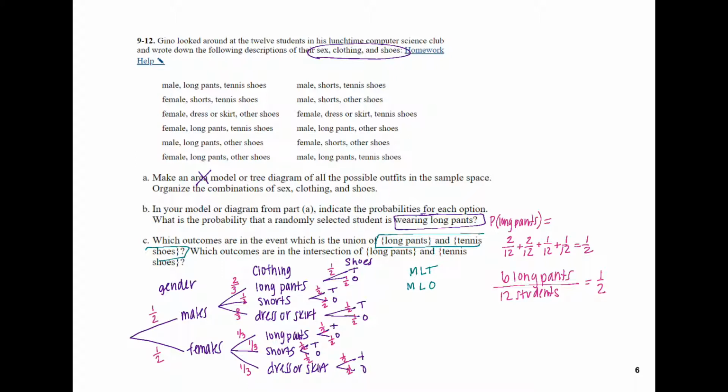We have a male with shorts and tennis shoes. We have a female with long pants and tennis shoes. We have a female with long pants and other shoes. We have a female with shorts and tennis shoes. And we have a female with a dress and tennis shoes.